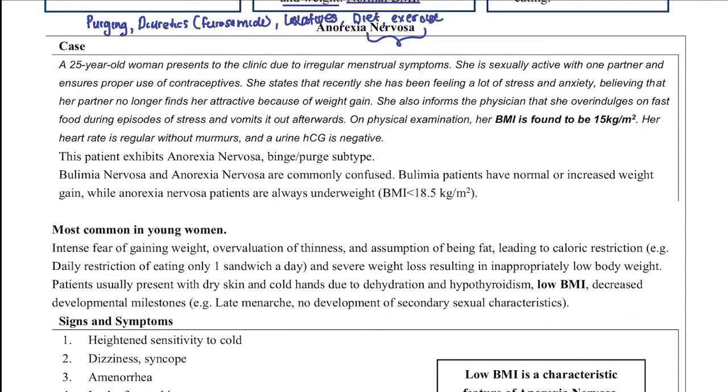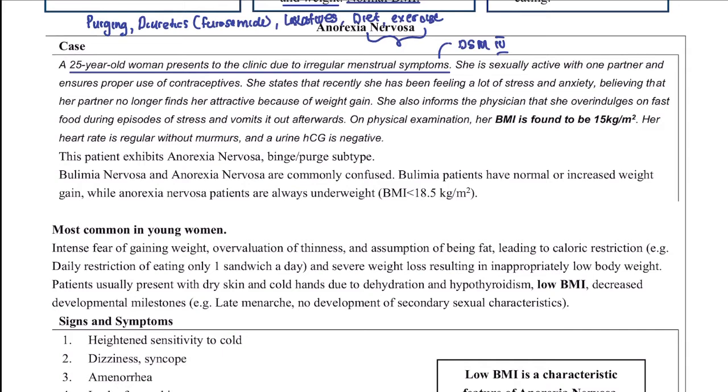Let's take a look at anorexia nervosa first. We have a 25-year-old woman who presents to the clinic due to irregular menstrual symptoms. Now, the reason I put this here is to tell you that DSM-4 used to include irregular menstrual symptoms under the diagnostic criteria for anorexia. But in DSM-5, they have removed that.